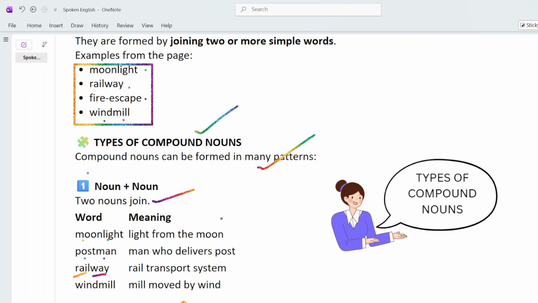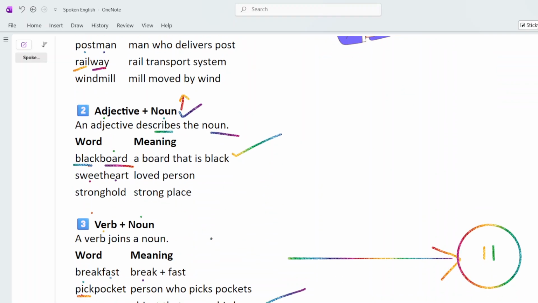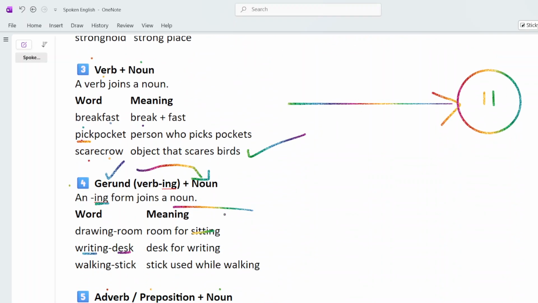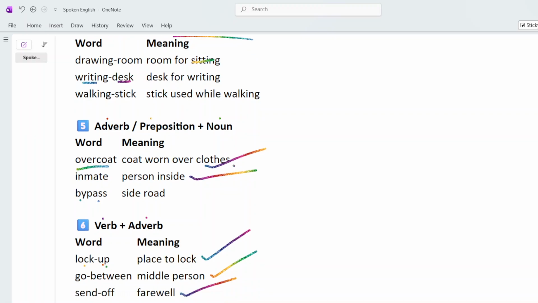All right, great. So the first type that I spoke about is noun plus noun. Second is the adjective plus noun. Third is the verb plus noun. The fourth is the gerund plus noun. And the fifth is adverb or a preposition plus noun.